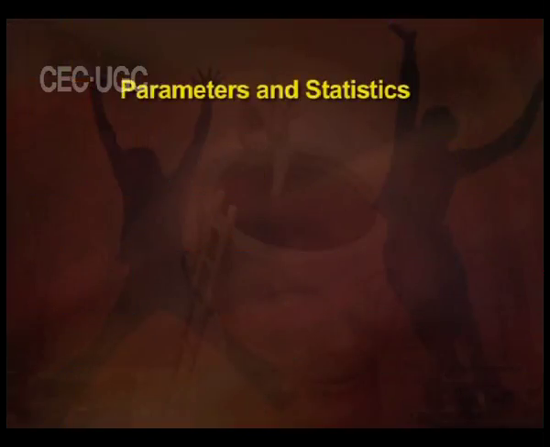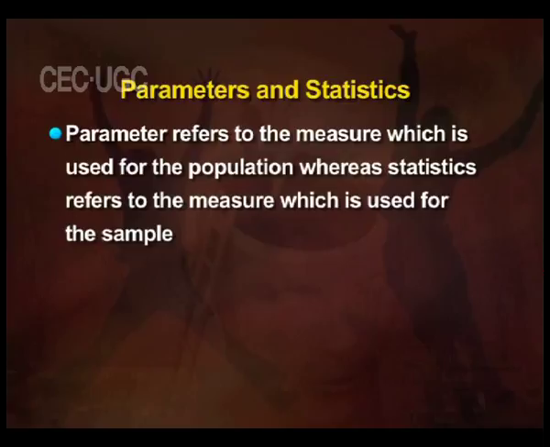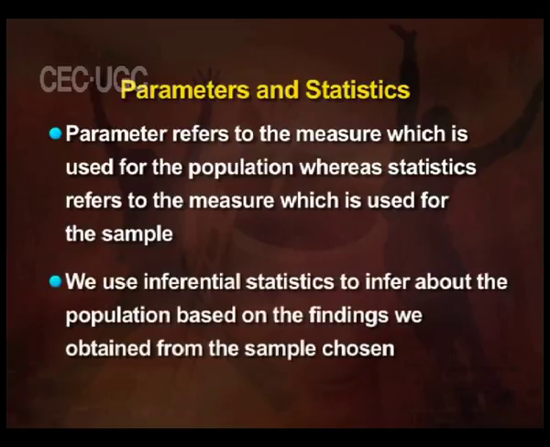The third set of concepts we are looking at is parameters and statistics. Parameter refers to the measure which is used for the population, whereas statistics refers to the measure which is used for the sample. We use inferential statistics to infer about the population based on the findings we obtained from the sample chosen.